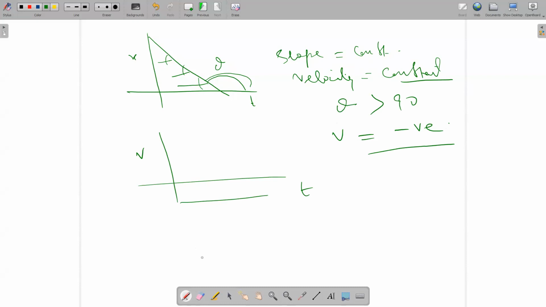So you can draw an AT graph here again. If V is constant, then acceleration will be 0. Remember, acceleration 0 means what? Acceleration 0 means the change in velocity is 0. So constant velocity means 0 acceleration.